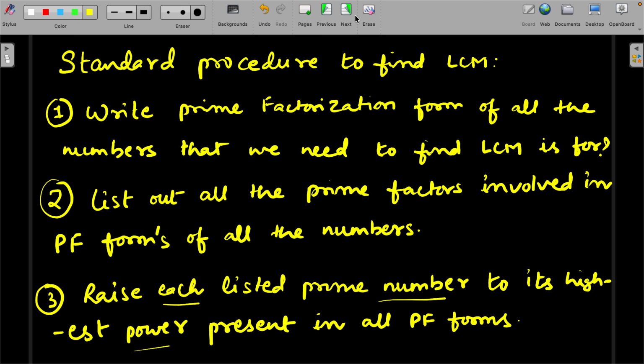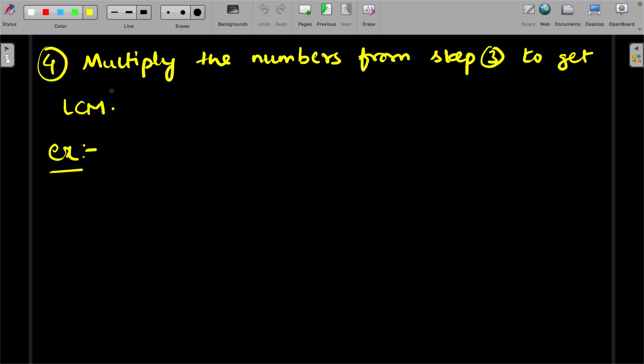And what is the final step? We need to multiply the numbers which we have raised to the highest power to get the LCM. So that is what we have written here. Multiply the numbers from step 3 to get the LCM.